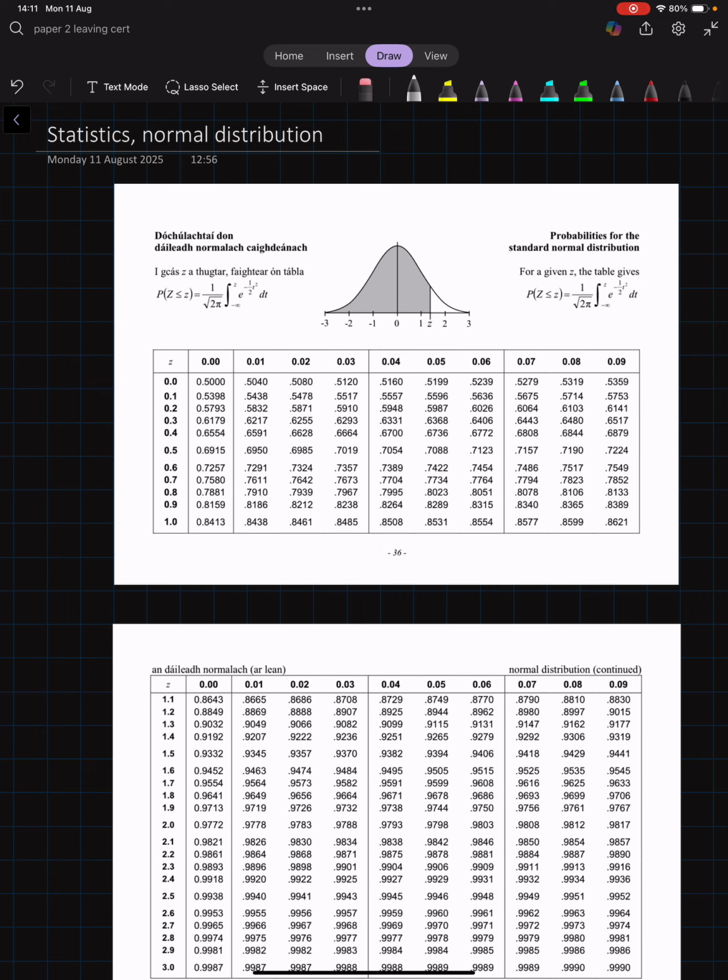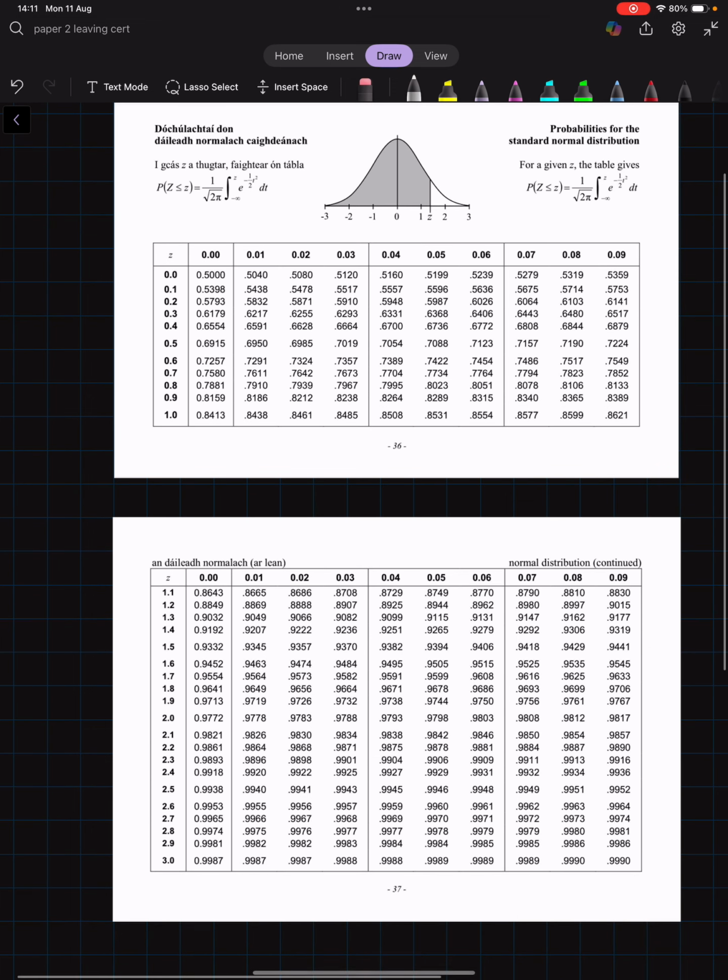So today I'm going to go over statistics and the normal distribution. I'm not sure how much I'm going to cover, but I'll definitely go over the normal distribution and how you calculate it, and then go from there.